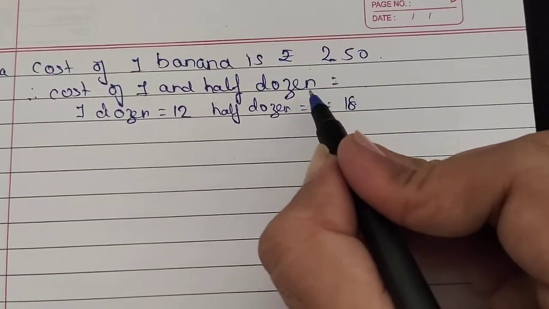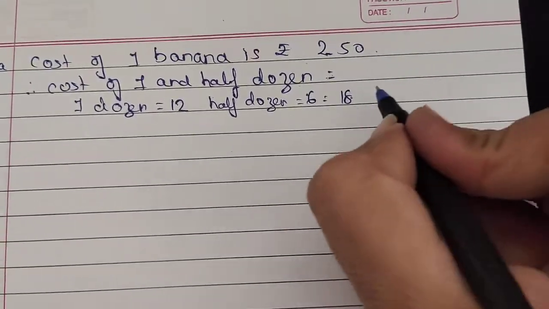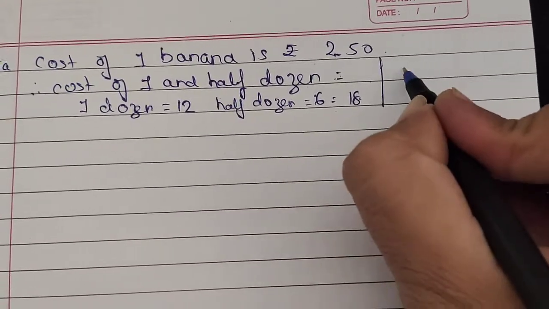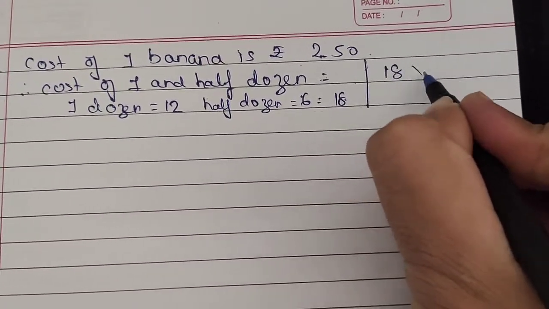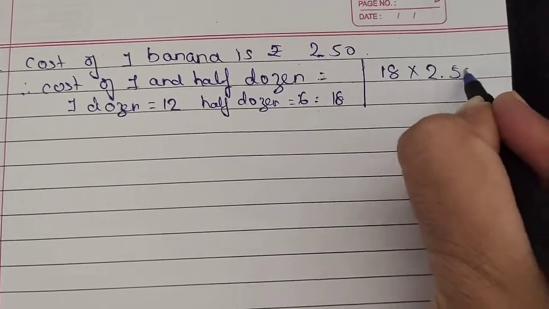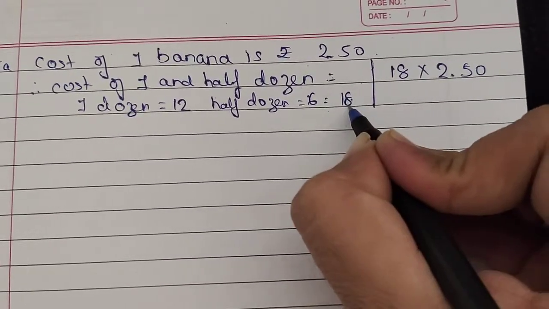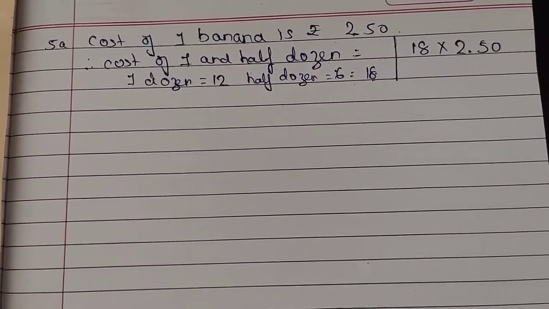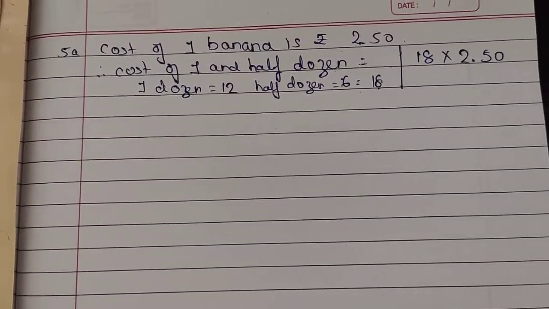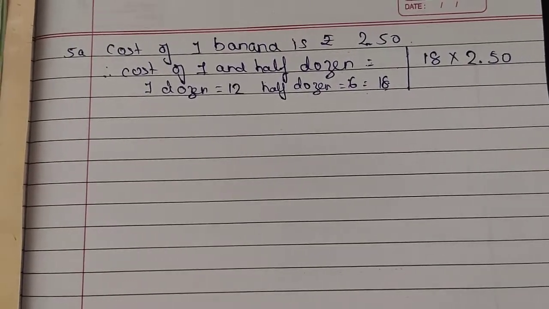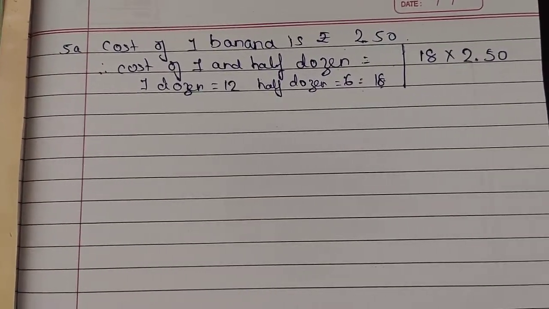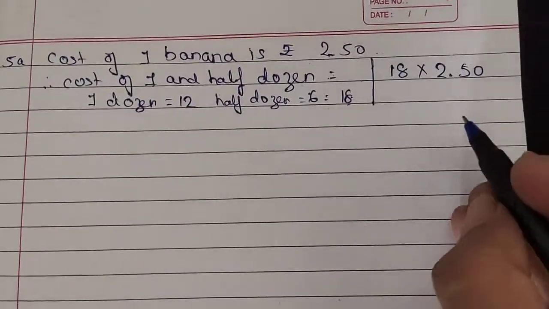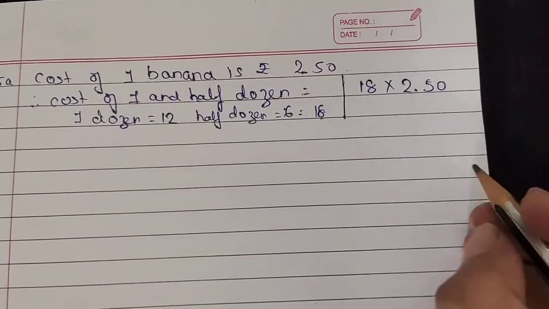Okay, so the cost of 1.5 dozen is equal to, what we are supposed to do, we will multiply 18 by 2.50. Why have I taken 18? Because one banana is 2.5 and we want to purchase 18 bananas. 1 dozen is 12 bananas and half dozen is 6. 12 plus 6 is 18. 18 multiplied by 2.50. So how much will it be?